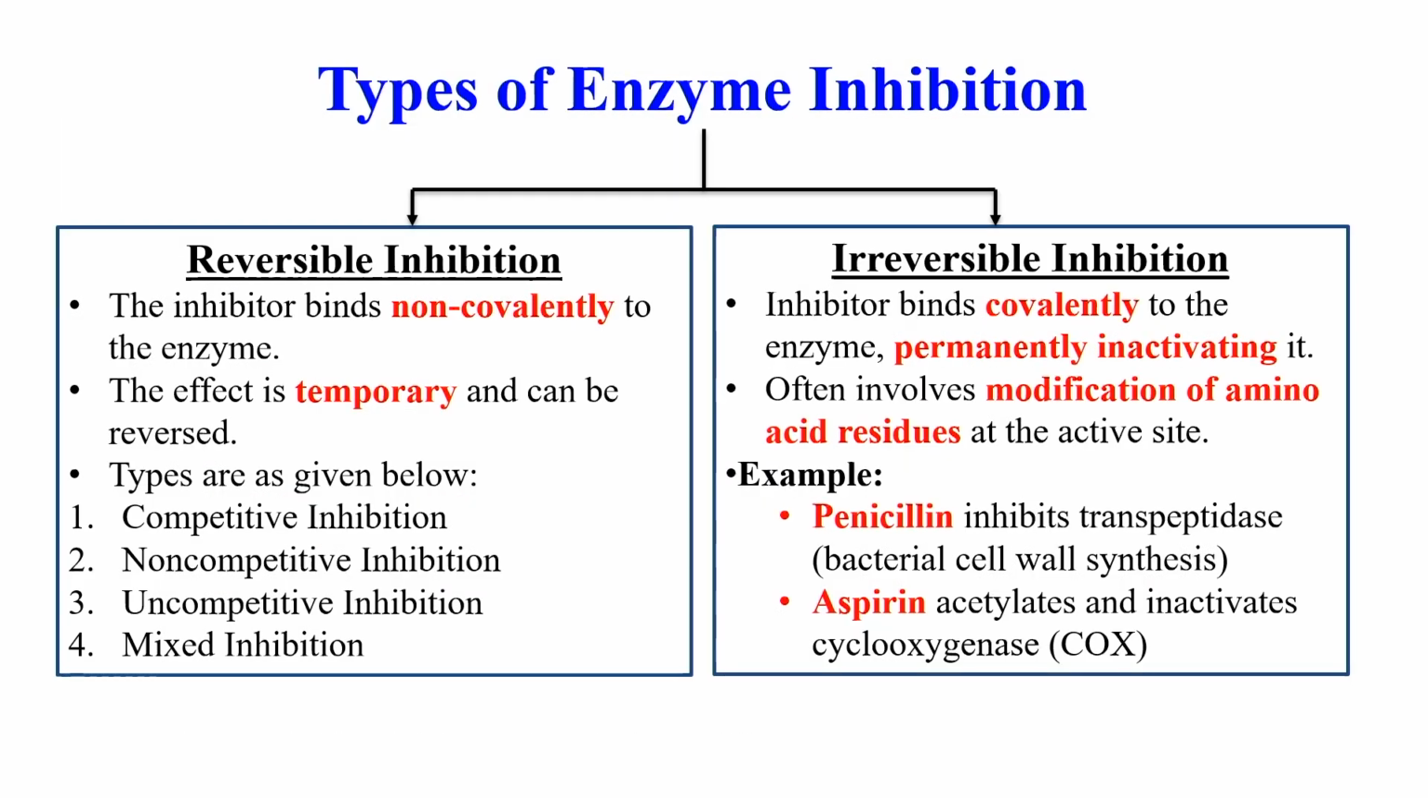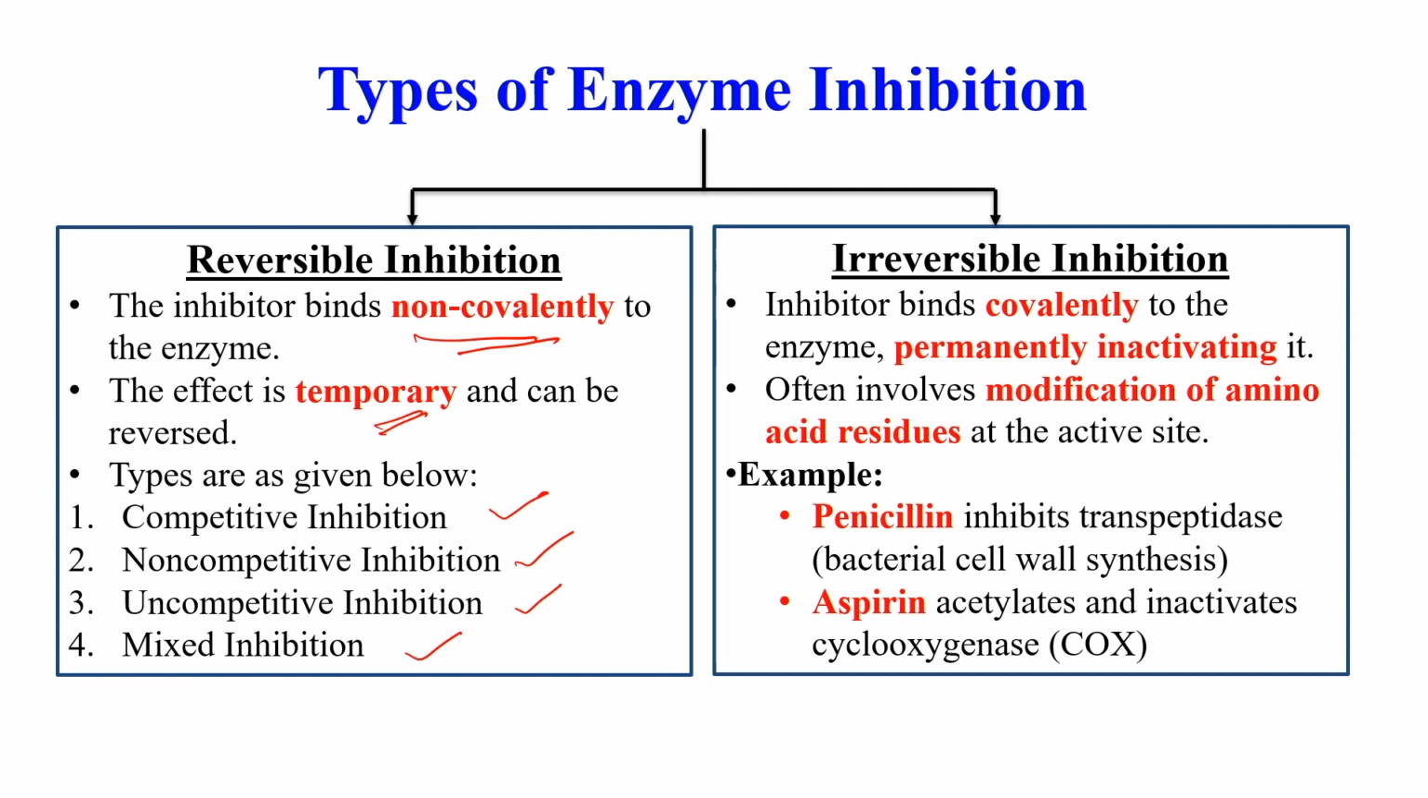Now, the interaction between enzyme and inhibitor may be reversible or irreversible. It is reversible when the interaction is through non-covalent bonds, and the effect is temporary and can be reversed. As I told initially, there can be competitive, non-competitive, uncompetitive and mixed inhibition, and these we are going to discuss in today's lecture.